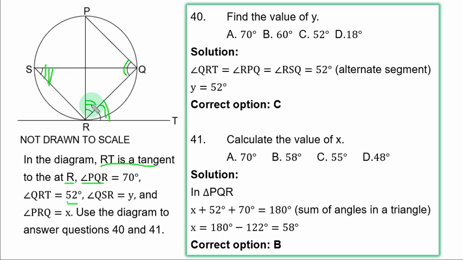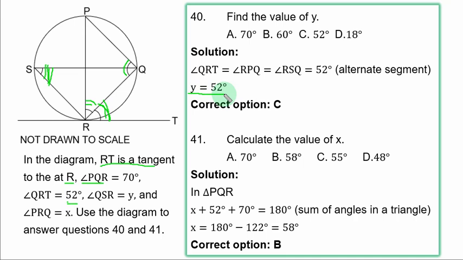Use the diagram to answer questions 40 and 41. Question 40, find the value of Y. This is angle Y now. This angle here is equal to Y, angle in alternate segment. So Y is 52 degrees. C is the correct option.